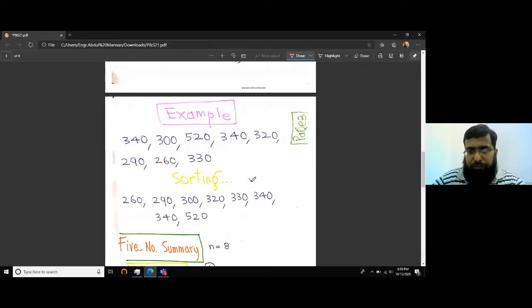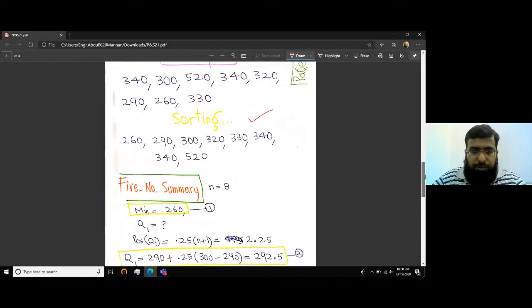The first step would be, of course, sorting them in increasing order, from the smallest to the largest. Right, so of course the next step would be the 5-number summary, because everything is computed using these 5 unique numbers. The minimum is 260, the max is 520. Two of them are very simple to calculate. Oh, in fact, you don't have to calculate, you just have to observe. And the remaining 3 are to be calculated.